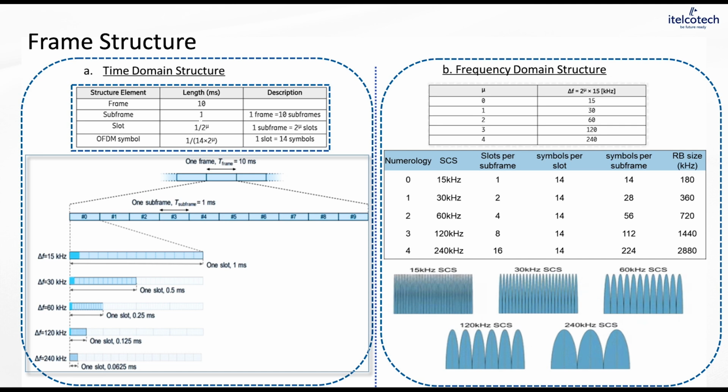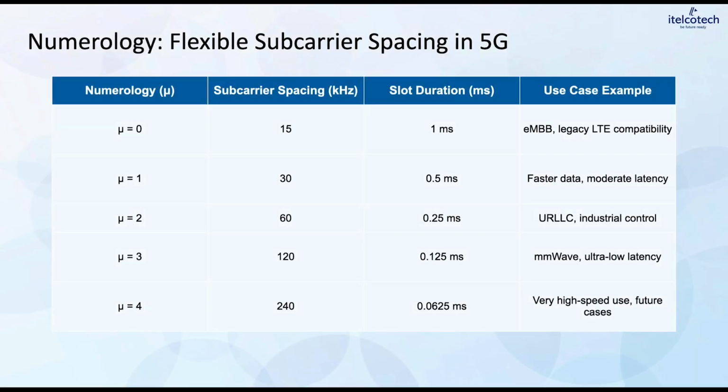In case of numerology, this is a new concept in 5G where for different services, we have a different subcarrier spacing and hence a different slot duration for each of them. So we can go from 15 kilohertz to 30 kilohertz to 60 and then going up to 240 kilohertz. Now, this flexible subcarrier spacing has certain use cases.